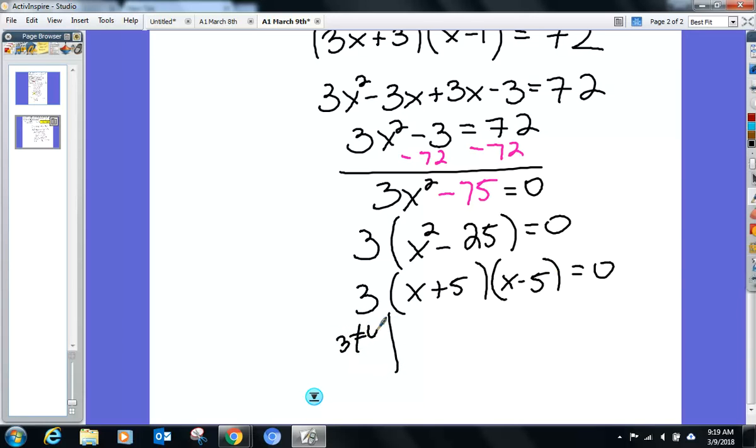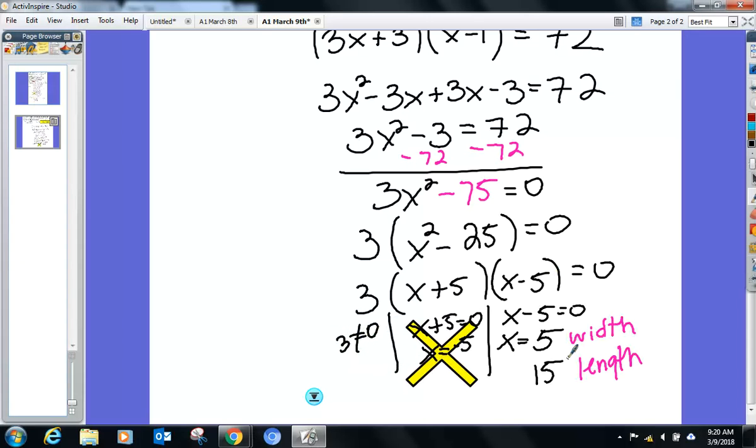One last thing before you go: do it on a separate sheet of paper like you've been doing, please. Answers are already up on Aspen.